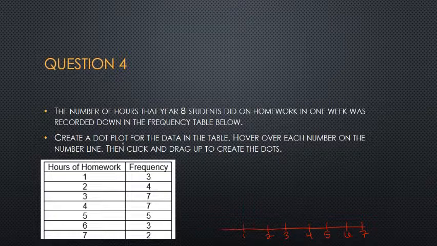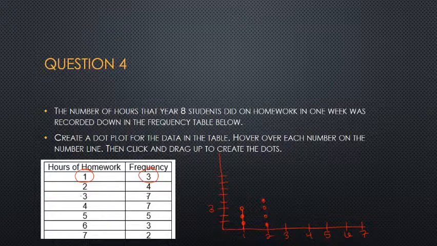So when you create your dot plot, you're going to hover over each number. You're going to hover over the 1 on the number line, and then you're going to click and drag up to create the dots. Since the hours of homework here is 1, the frequency is 3. You're going to click and hover until you pull up to 3. This is going to draw in 3 dots because we're drawing a dot plot. For 2, there's 4, so you're going to hover over and drag up until you get 4 dots.